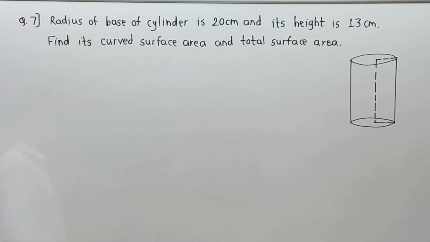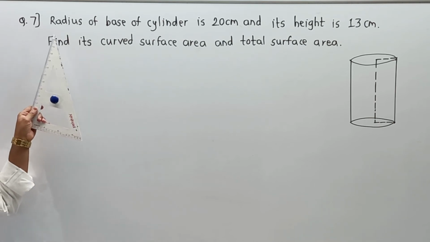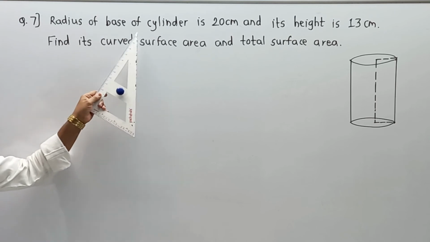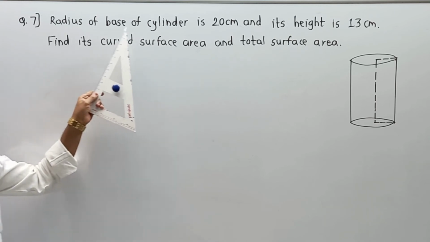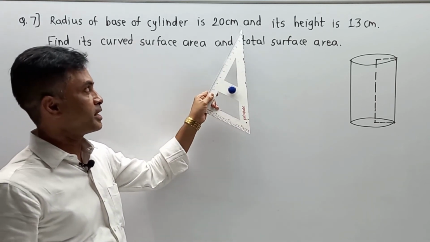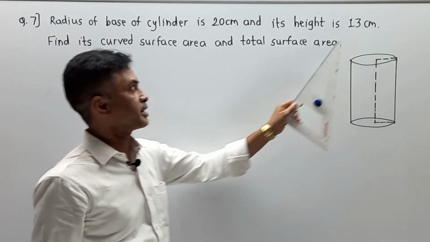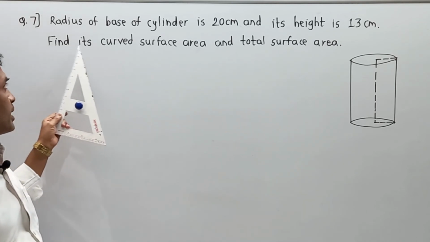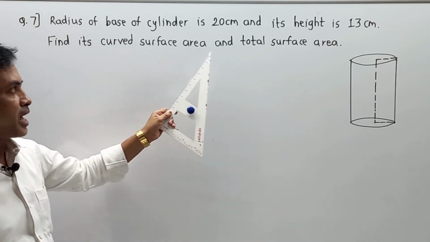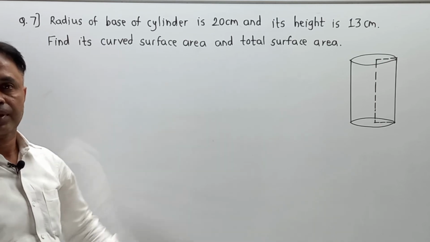Now moving to the next question, question number 7. The radius of the base of a cylinder is 20 centimeter and its height is 13 centimeter. Find its curved surface area and total surface area.